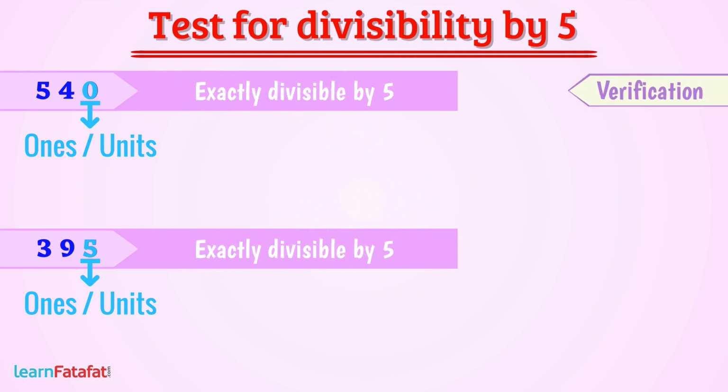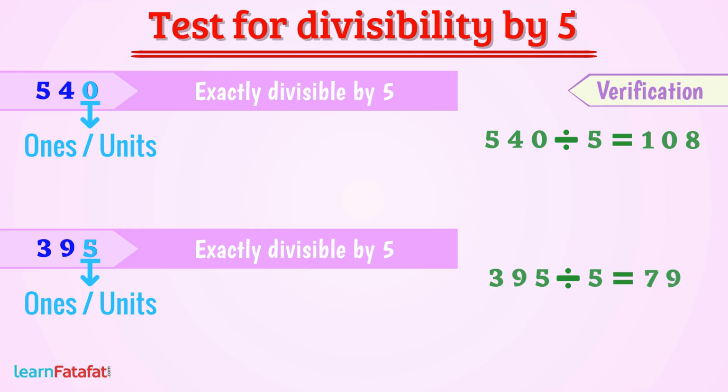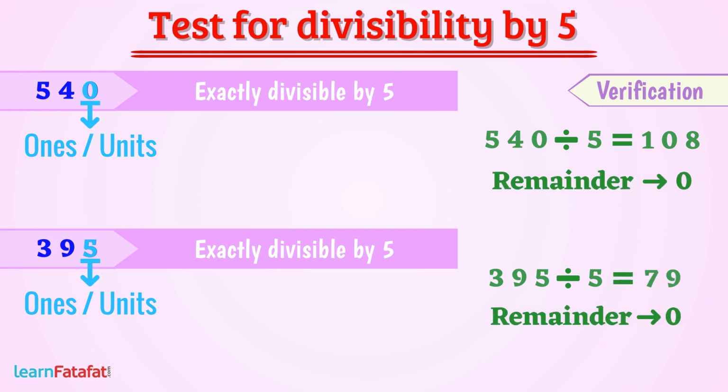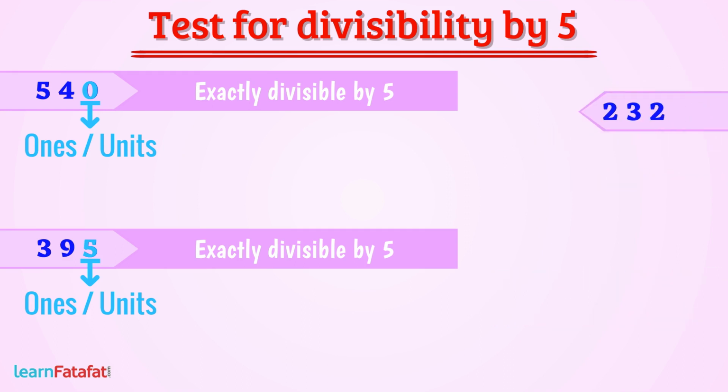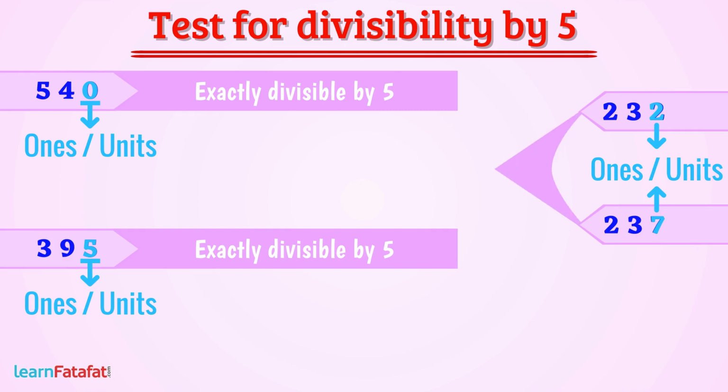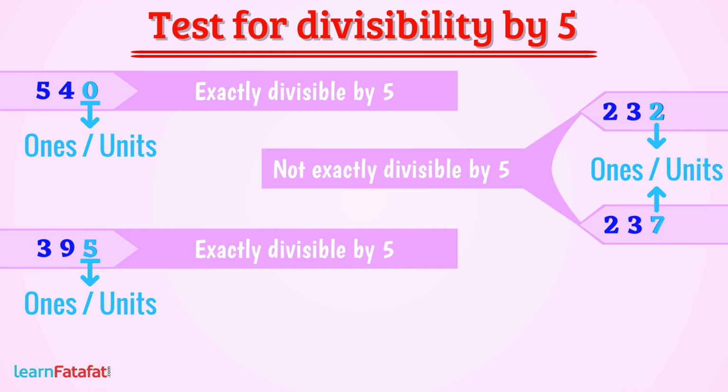Let's verify it. 540 divided by 5 is equal to 108 and 395 divided by 5 is equal to 79. Both leave no remainder, so the test holds true. However, numbers like 232 and 237 do not have 0 or 5 at their units place, so these are not exactly divisible by 5.